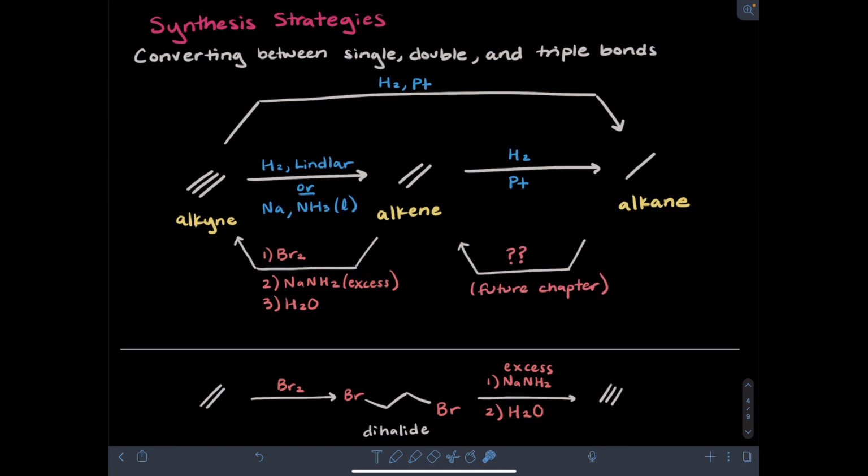The one thing we can't fill in this diagram at this time is going from an alkane to an alkene, and for this we're going to need reactions that we'll see in a future chapter. But largely, except for this section, we now have a lot of reactions for interconverting or going back and forth between single, double, and triple bonds.